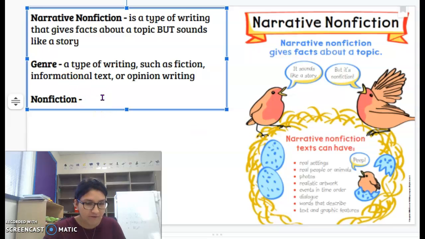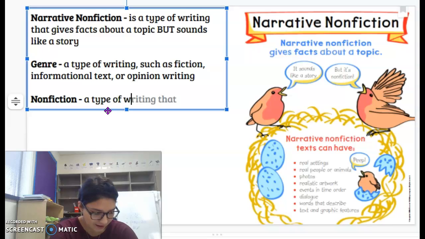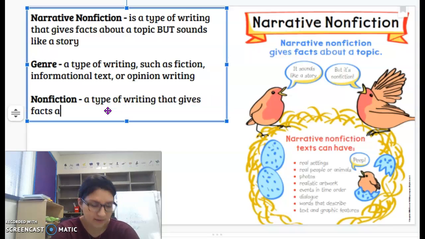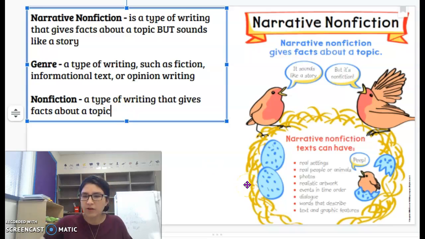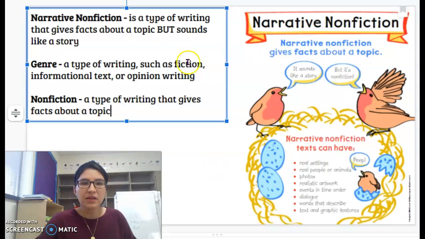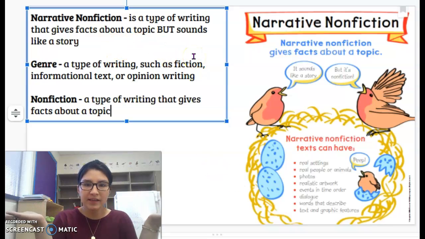Now, nonfiction, make sure this isn't bold, is a type of writing that gives facts about a topic, okay? So these are our 3 vocabulary words I really want us to focus on. Narrative nonfiction. Go ahead and say that.